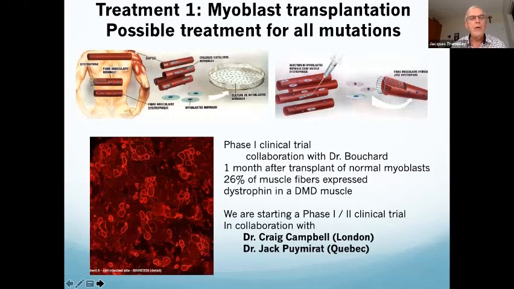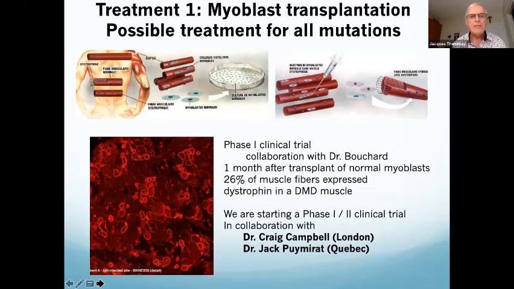And when we obtain a muscle biopsy, there are of course muscle fibers, but there are also mononucleated cells, just very small cells, which are close to these muscle fibers, called satellite cells. And these satellite cells, when they proliferate, will become myoblasts. We can put these satellite cells in culture, and within 3 weeks, we can obtain millions of myoblasts.